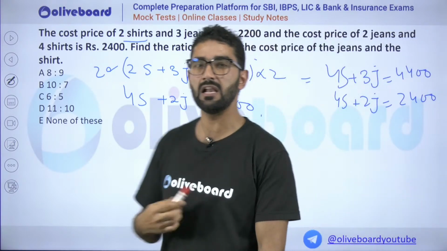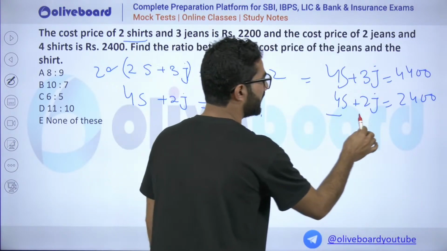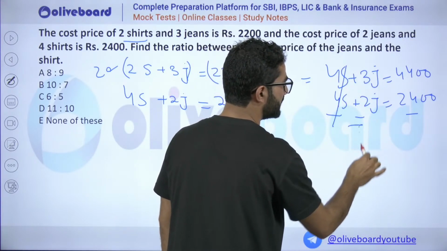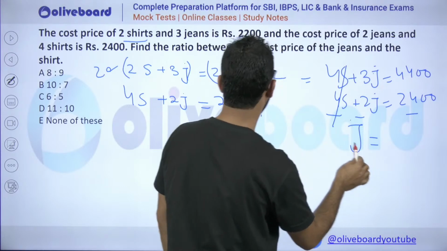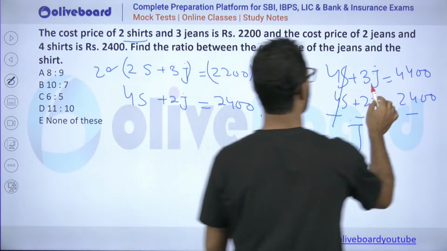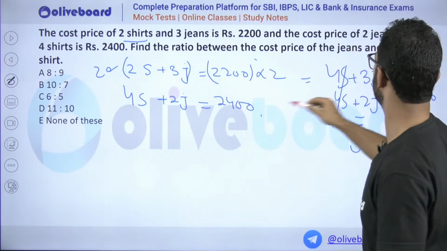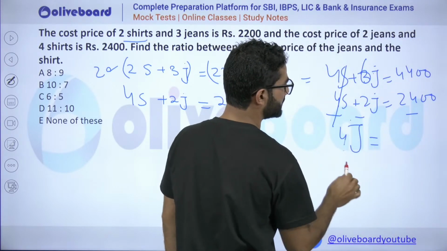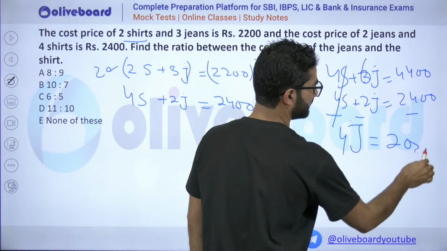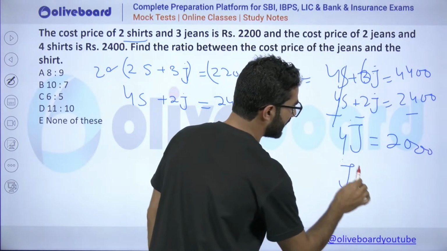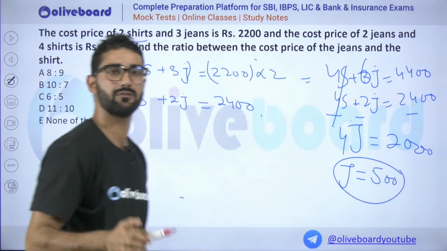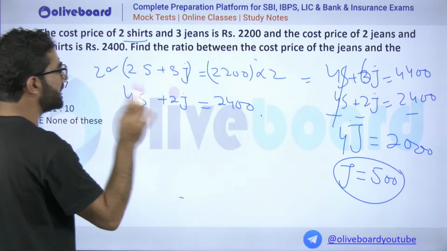Now by using the elimination method, we subtract, the 4S is cut down, and 6J minus 2J gives 4J. It will be 6J, my dear, 3 times 2 is 6J. So 4J is given as 2000. What could be the value of J? It is 500. So you got the value for each jeans, I just take J as jeans.